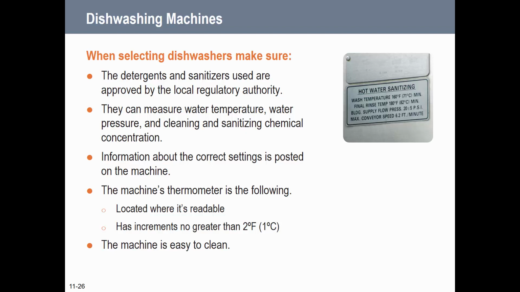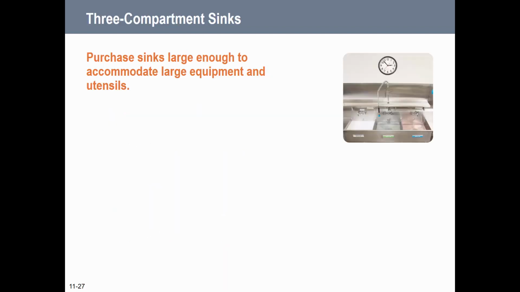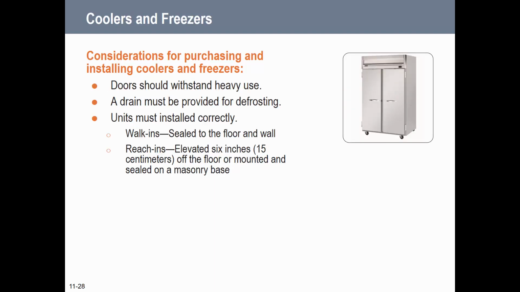And again, you should have the settings posted, like an example of something that may be posted on a machine. It should be easy to clean. The thermometer should be easy for you to see, and a lot of them are digital now where it reads out on the outside, but make sure it meets all of those requirements as well. When you're looking at a 3-compartment sink, there's not necessarily a rule on how big it needs to be, but it needs to accommodate your large equipment. If you have a really tiny 3-compartment sink and really large stock pots, that may not work because you may not have a great way to clean them. So make sure those things match up.